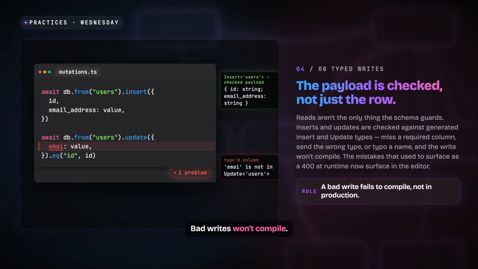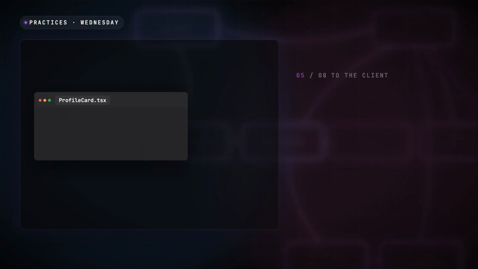The writes are typed too, and this is the half people forget. When you insert or update a row, the payload is checked against generated insert and update types. Miss a column the schema requires, send a number where it wants text, or typo a field name, and it simply won't compile. The whole category of bug where you ship a malformed write and find out from a 400 in the logs, that moves left, into the editor, where you can't miss it.